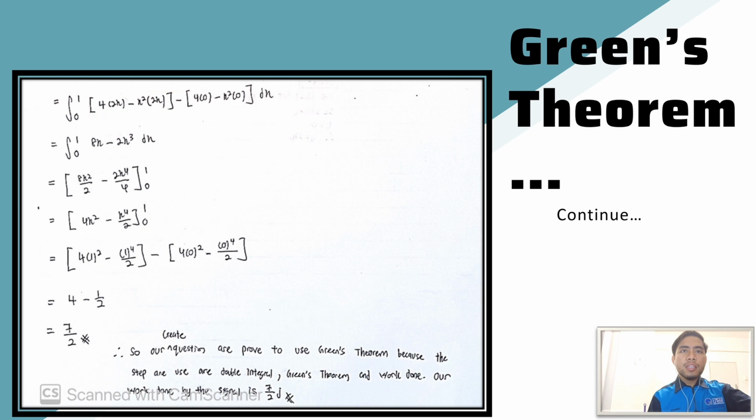I will continue to answer the Green's theorem question. From the slide we can see the integration limits 0 to 1. Open bracket 4 times 2x minus x squared times 2x close bracket, minus open bracket 4 times 0 minus x squared times 0 close bracket, dx. We simplify the equation and we get the integral from 0 to 1 of 8x minus 2x cubed dx. Next, we integrate the equation with respect to x. We get 8x squared over 2 minus 2x to the power of 4 over 4. The limit is 0 to 1.